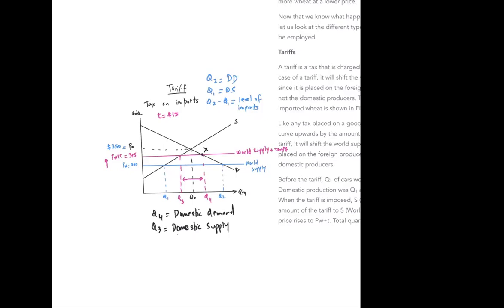So I'm saying that we have reduced the total imports. Domestic demand went down from Q2 to Q4. Domestic supply went up from Q1 to Q3. And the level of imports has fallen from Q2 minus Q1 to Q4 minus Q3. Makes sense?